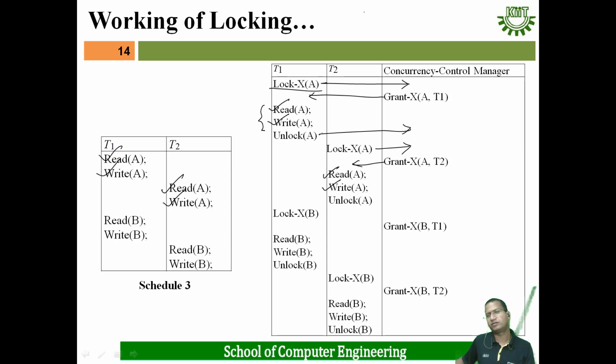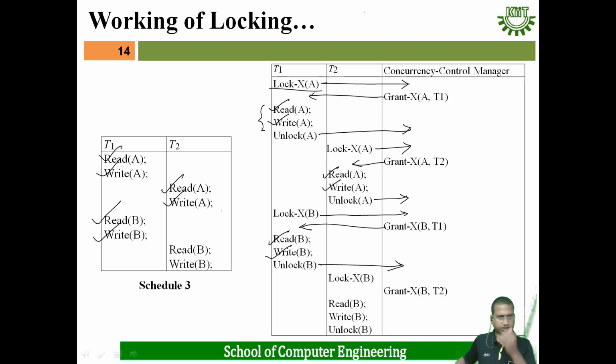Then after executing the operations, it will unlock the data item A. Then after some time, suppose T1 wants to execute read B and write B, so it will send an exclusive lock request on B to the concurrency control manager. As no lock is already applied previously on that item B, the concurrency control manager will grant that lock. When it grants that lock, the read B, write B operations will execute. Then it will unlock B. That will be informed to the concurrency control manager.